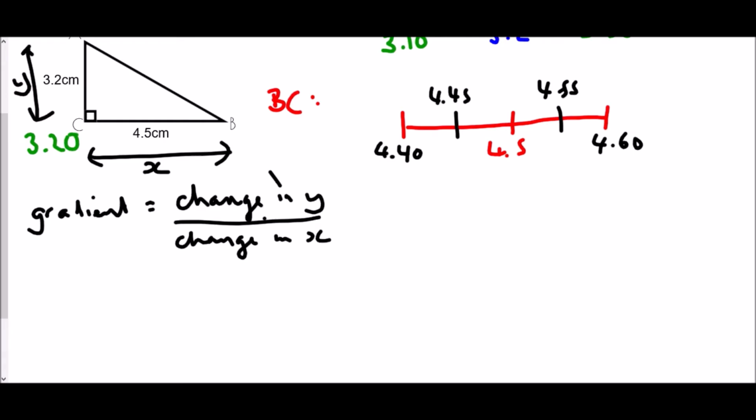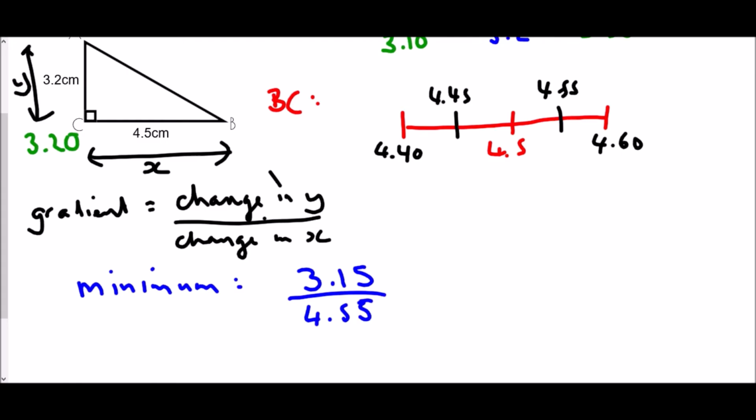Now, if I want to find the absolute minimum, the absolute minimum needs to be the smallest possible answer. And so that means the change in y must be as small as possible, and that would be our lower bound for AC. It would need to be divided by the largest possible value, which is 4.55 for the change in x.